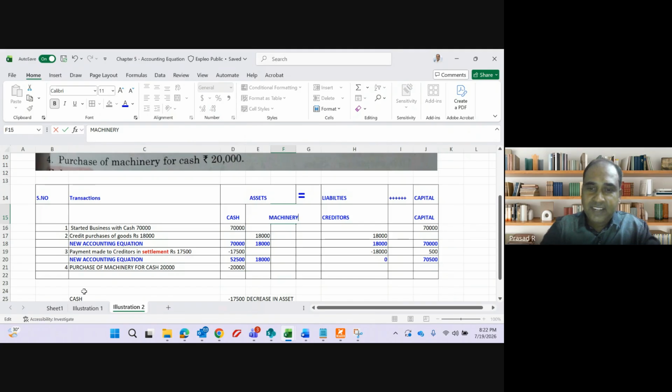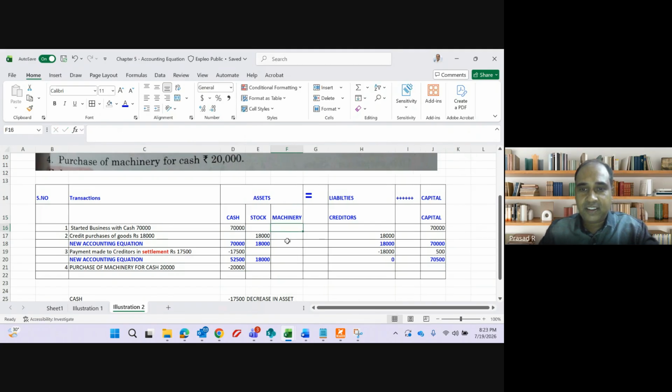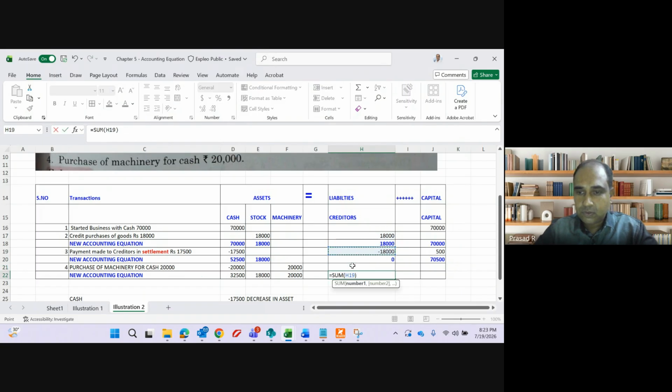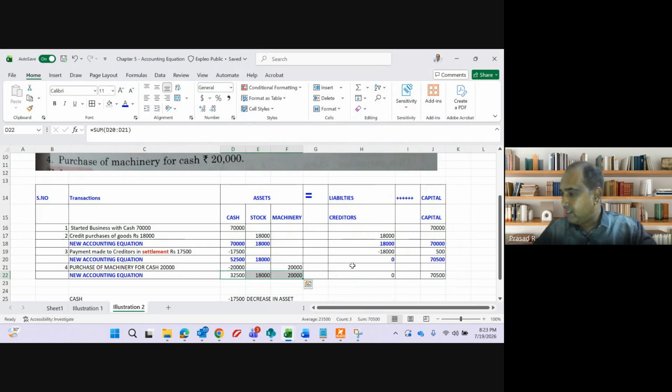So I will increase one asset, machinery, while cash, another asset, is decreasing. See, both are assets only, but within the assets there is a plus and a minus. Are you getting it, guys? Yes, sir. New accounting equation. Cash 32,500. Stock, no change. Machinery has become 20,000. Creditor was already 0. And capital is 70,500. Is my accounting equation tallying? Absolutely tallying.